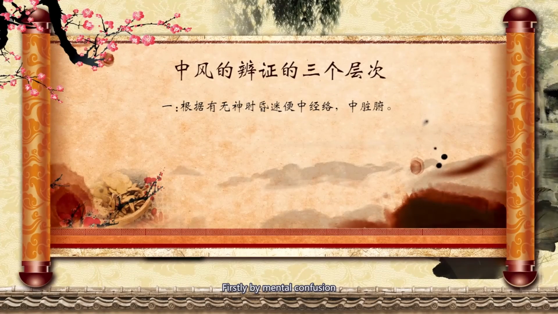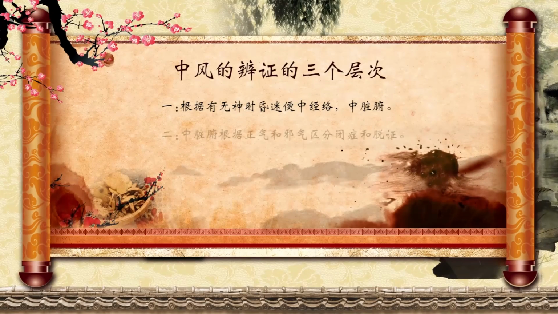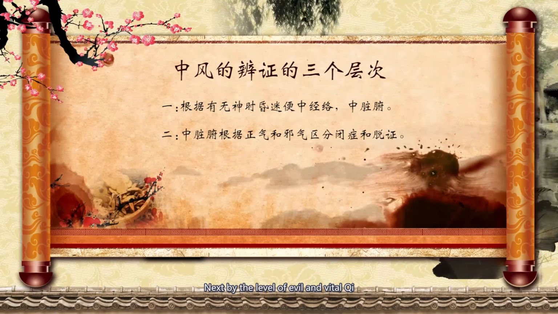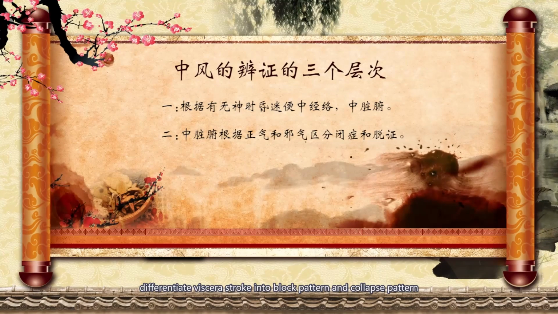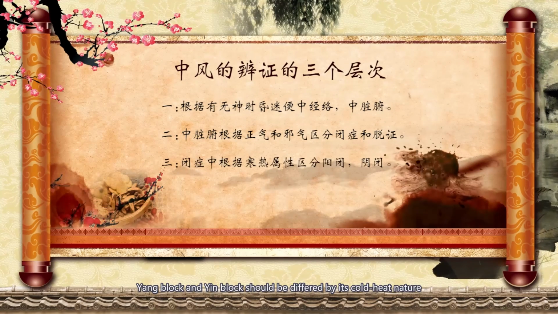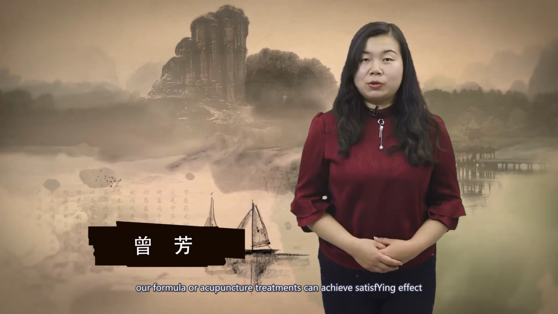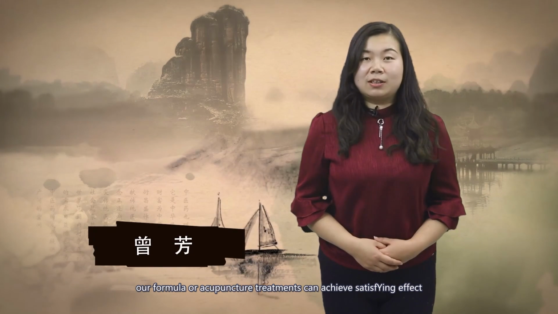Firstly, by mental confusion, differentiate meridian stroke and visceral stroke. Next, by the level of evil and vital qi, differentiate visceral stroke into block pattern and collapse pattern. Among the block pattern, yang block and yin block should be differed by its cold-heat nature. Only on the basis of correct syndrome differentiation, our formula or acupuncture treatments can achieve satisfactory effect.